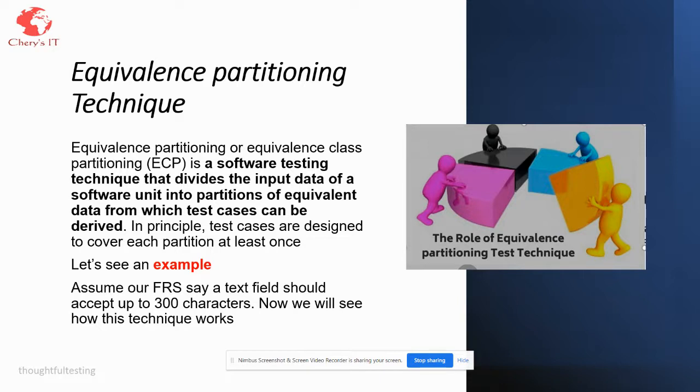Moving on to the next technique, which is the equivalence partitioning technique. It's actually a time-saving technique. Why? Because it helps you divide the requirement into certain ranges or classes. Let's see what I am trying to say with an example. Let's assume your functional requirement document says a text field should accept 300 characters. If, as a test engineer, you are entering 1, 2, 3 one by one and testing the requirement, it will take a lot of time to complete. So instead of entering every value one after the other, what we do in this technique is divide that criteria into ranges.